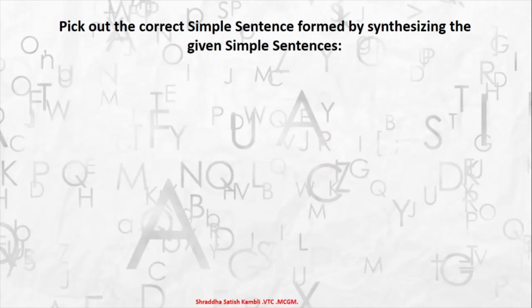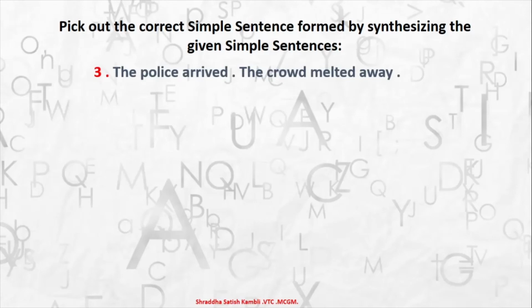Again, next one, the third set of simple sentences. The police arrived, the crowd melted away. So the police came, there was some kind of crowd. As soon as the police came, the crowd melted. Now remember, the word that you used here, the verb melted, you usually use it for ice. Okay, but here you can use the same for a crowd too.